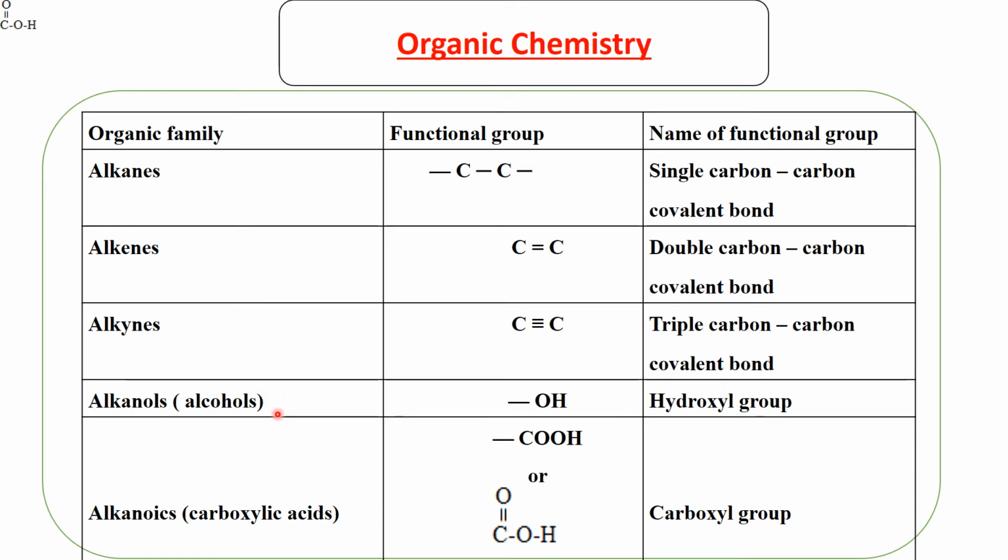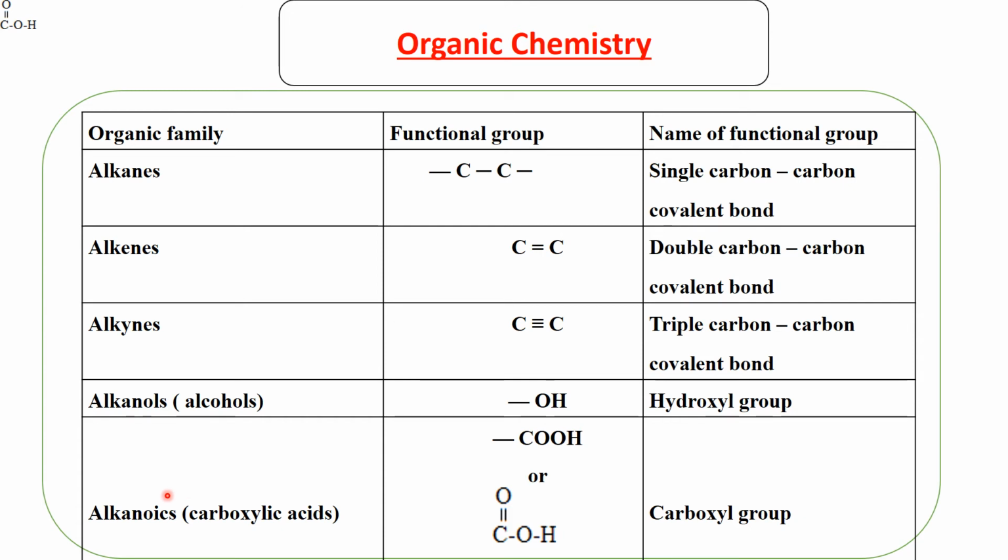Then we go to alkanols or alcohols. For alcohols, we have OH. This is the functional group. Any alcohol should have this. This is what makes alcohol alcohol. This is called a hydroxyl group.